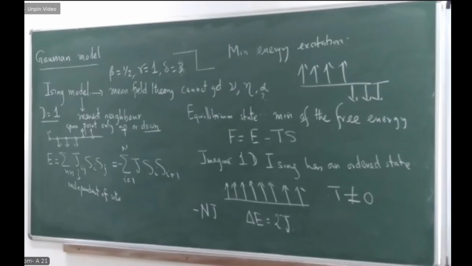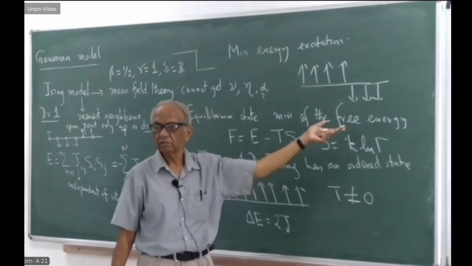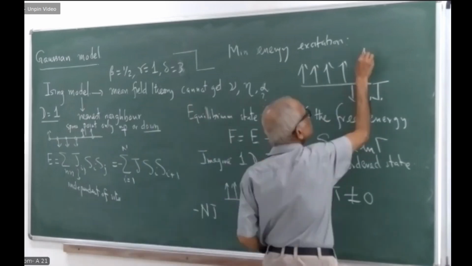It's much simpler because S is equal to K log gamma. Gamma is the number of possible configurations. So how many configurations? I can put this break anywhere along the chain. So there are n configurations. So delta S is equal to K log n.